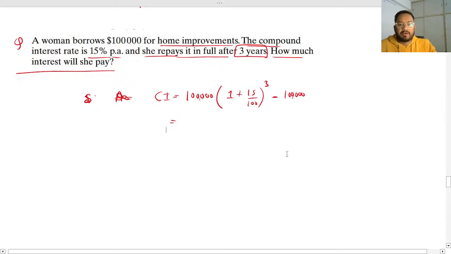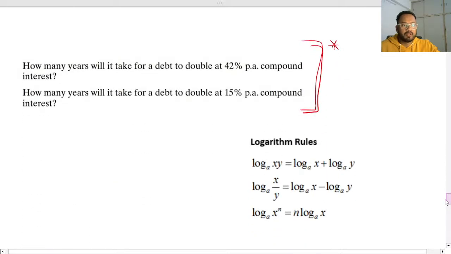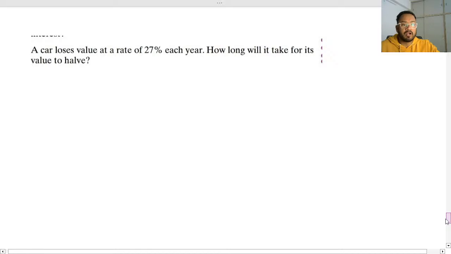Okay, so there are some interesting questions. Do not leave the class. There are 3-4 questions, so we can do some twisted questions. Like this question: in how many years will it take for a debt to double at 42% per annum compound interest? And there is a question: a car loses its value at a rate of 27% per year. How long will it take for its value to get half?